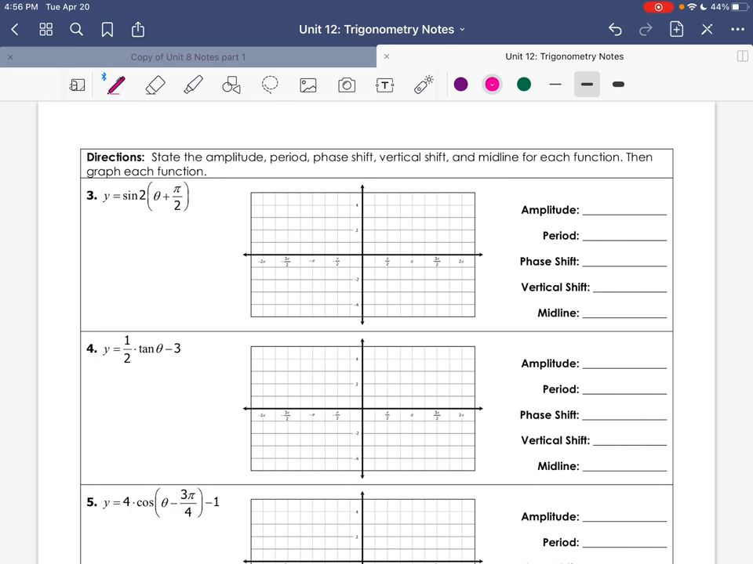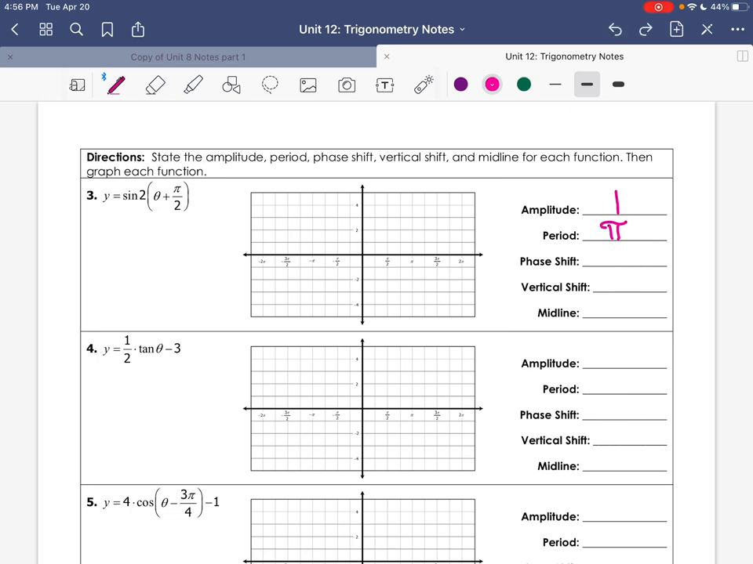So the first one has just an amplitude of 1. We don't have any change there because there's no a. Then the period will be pi because you're going to do 2 pi divided by 2 because of this 2 here. So that gives you just pi.